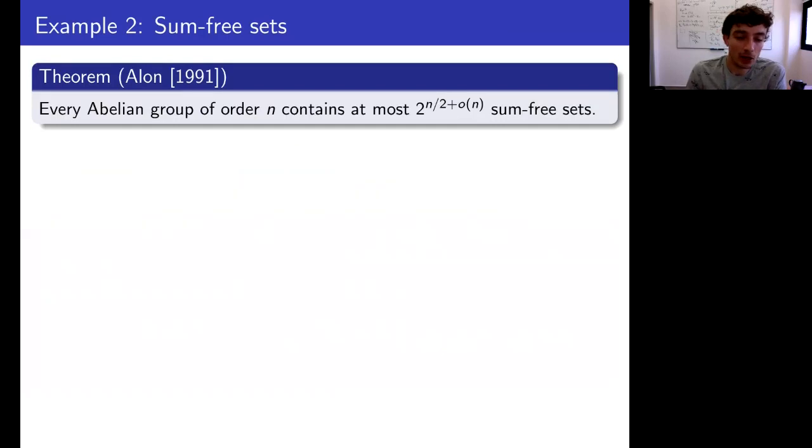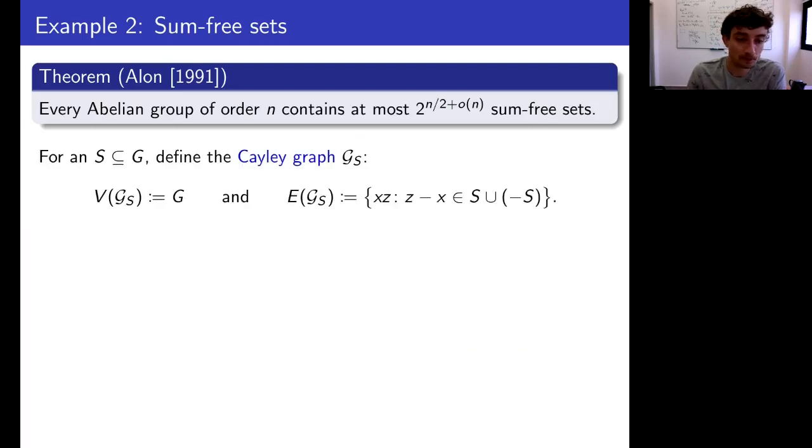So it's unclear looking at the problem that it has anything to do with independent sets in graphs. And the connection here is made by defining the notion of a Cayley graph. So given a set S of elements of an abelian group G, we can define the Cayley graph G_S of this group with the generating set S, as follows. The vertices of the graph will be all elements of the group G, and we connect two vertices with an edge if their difference is an element of S.